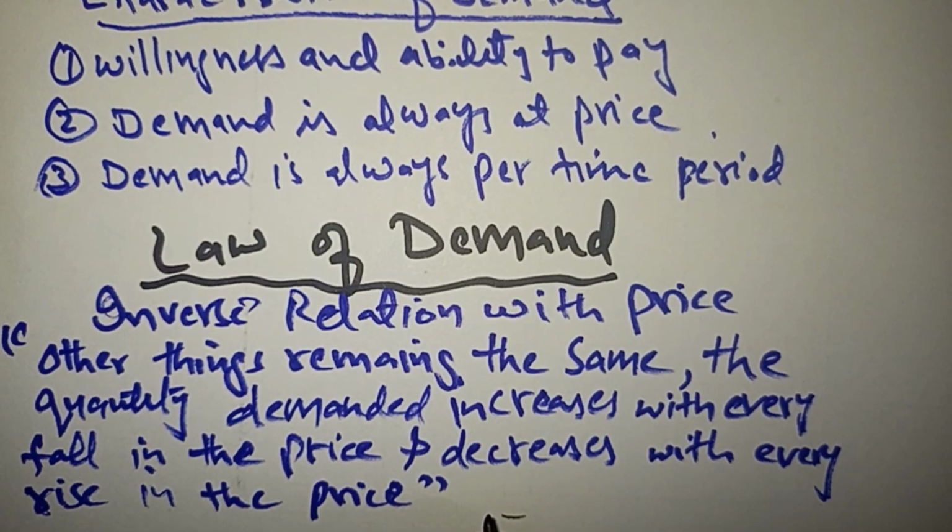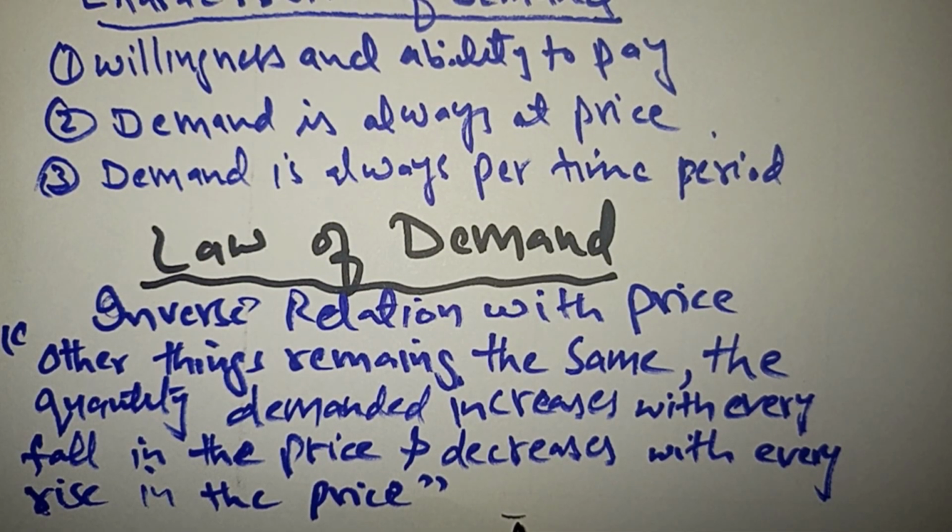In simple language, we can say that when the price of a commodity rises, people buy less of that commodity, and when the price falls, people buy more of it, ceteris paribus. Or we can say that the quantity demanded varies inversely with its price.